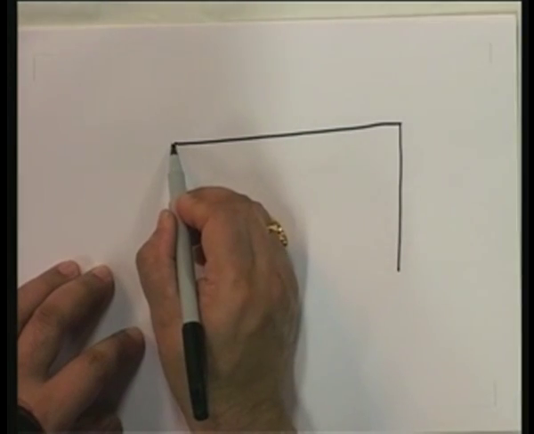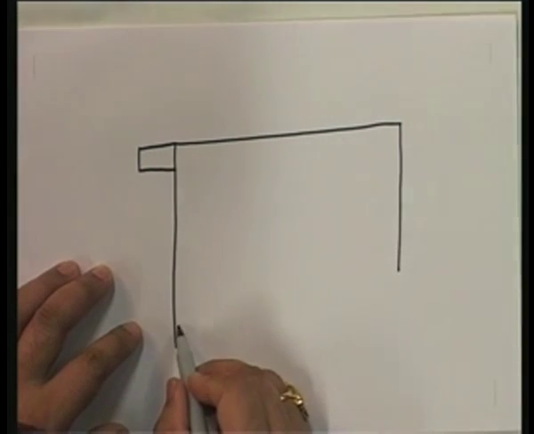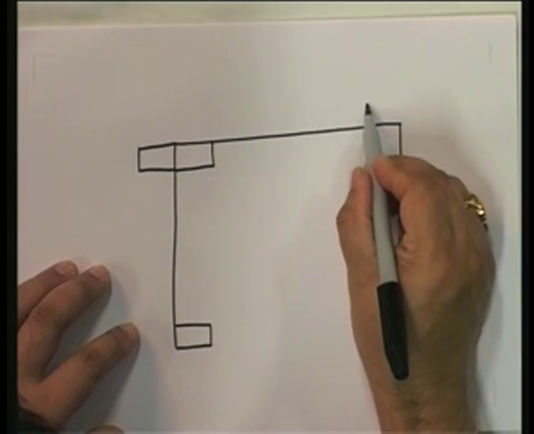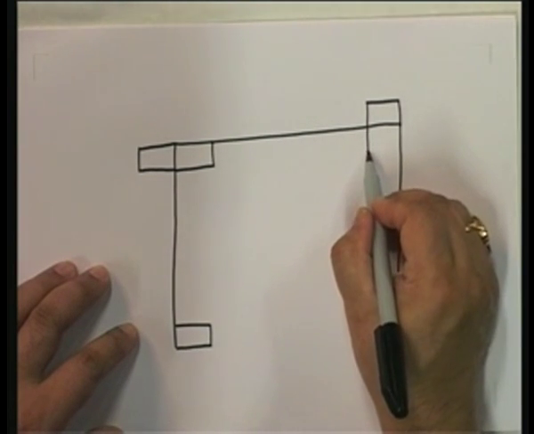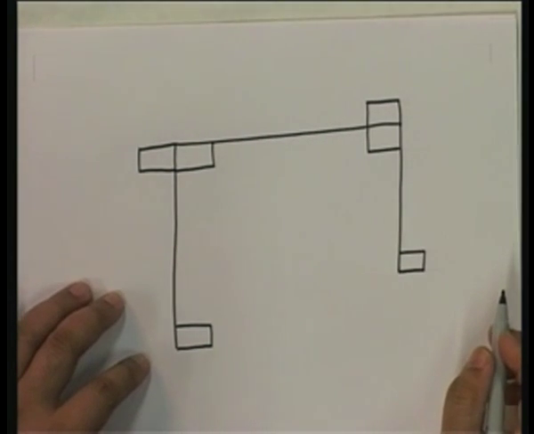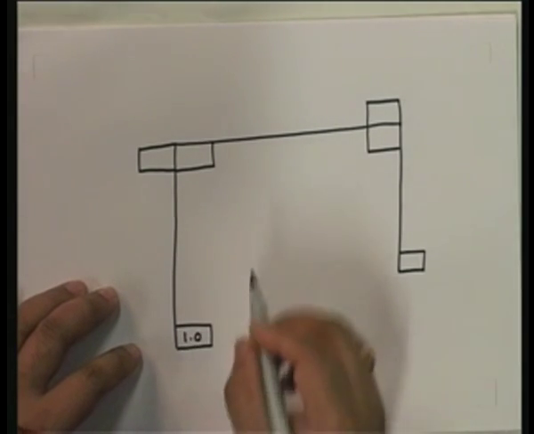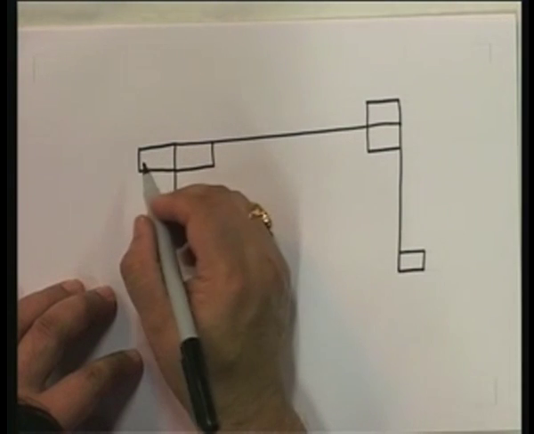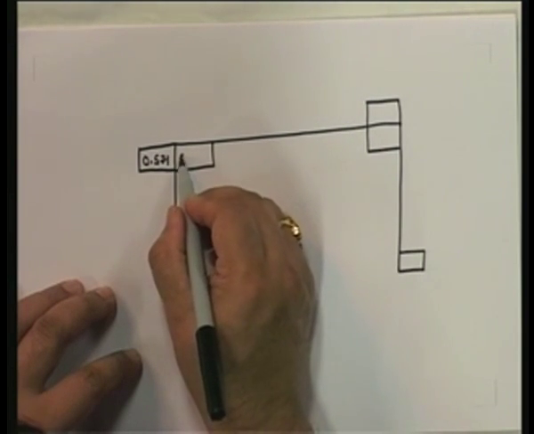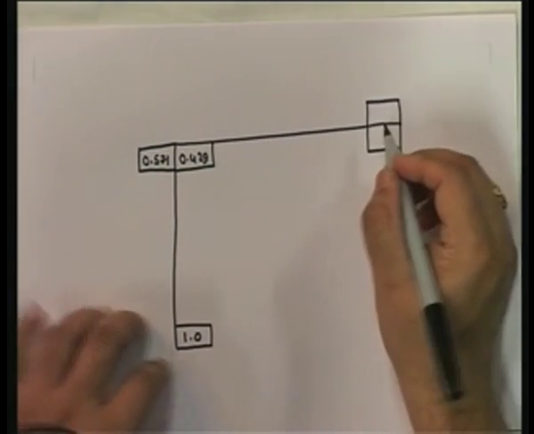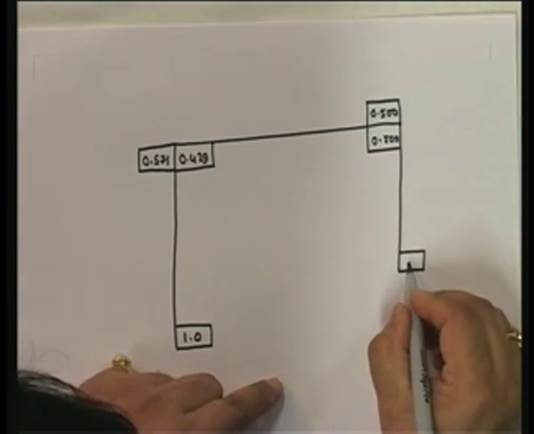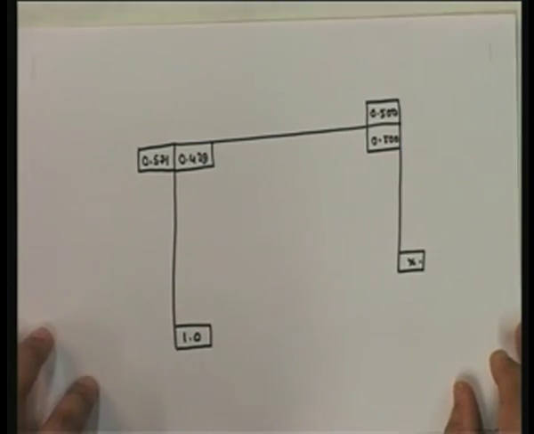Now remember, left side for this, right side for this, bottom for this, top for this, left side for this, and right side for this. Okay, so here I have 1.0, whatever comes in distributes here. Here what do I have? I have 0.571, here I have 0.429, here I have 0.500, and here, since there's no moment, we're going to.